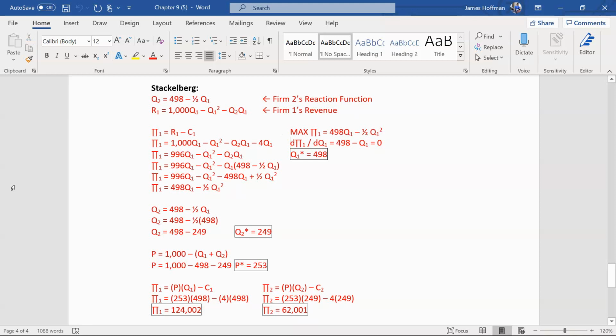Okay, and that means just differentiate the profit function, set it equal to 0, because that's when profit reaches its highest point, and then find the Q1 for which that is the case. So differentiate profit 1 with respect to Q1, you get 498 minus Q1. And when that is 0, that's when profit is at its highest, and you just solve for Q1. So we get Q1 star equals 498.